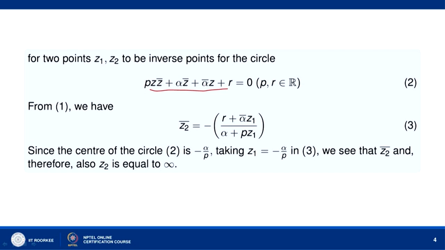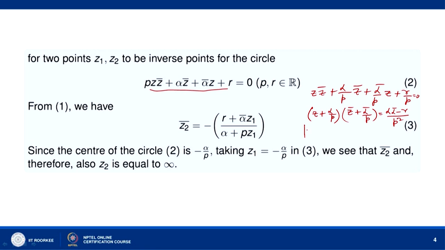You can also see that, because P is not equal to 0, we can divide this equation by P. Then we get z z bar plus alpha by P into z bar plus alpha bar by P into z plus r by P equal to 0. So we can write it as z plus alpha by P into z bar plus alpha bar by P, which gives z bar plus alpha by P z bar plus alpha bar by P into z plus alpha alpha bar by P square. So I can write it as alpha alpha bar minus r divided by P square.